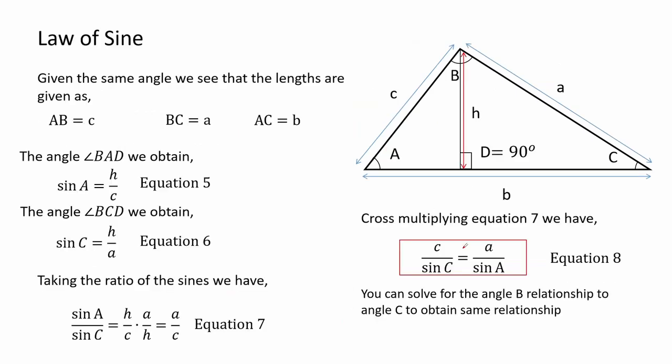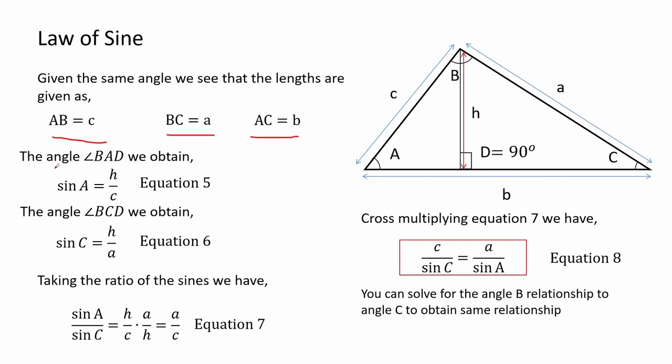The law of sines, also known as the sine rule, applies to any triangle, whether it's acute, obtuse, or right-angled. It relates the lengths of the sides of a triangle to the sines of their opposite angles. So, if we examine the segment lengths, we see that the segment AB is just c, segment BC is just a, and segment AC is just b.